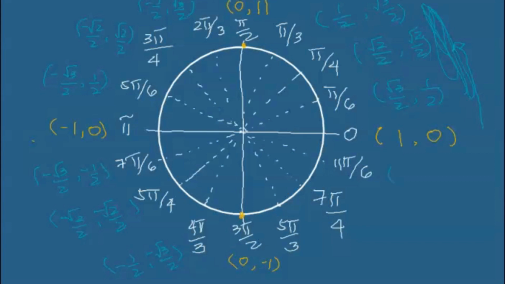For quadrant 4, the x is positive and y is negative. So for 11 pi over 6, we have square root of 3 over 2 for x, that's positive, and y is negative 1/2. For 7 pi over 4, it's square root of 2 over 2, y is negative, x is positive. And for 5 pi over 3, x is positive 1/2, and y is negative square root of 3 over 2.